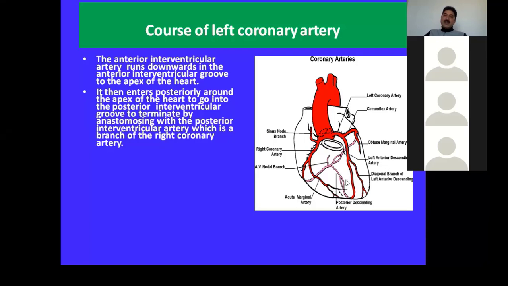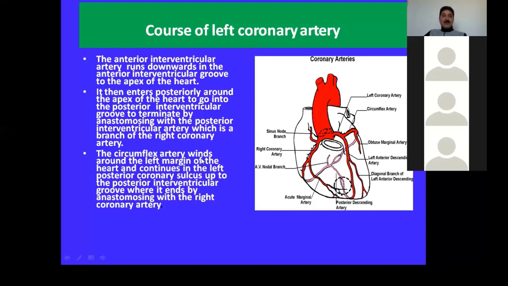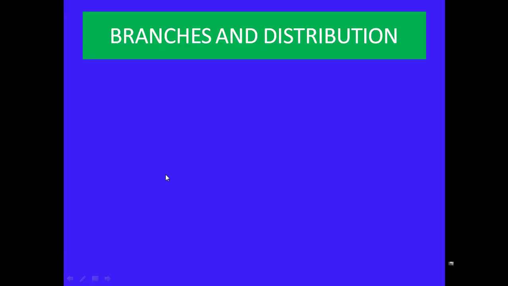In the posterior interventricular sulcus, I have encircled this area. The circumflex artery winds around the left margin of the heart and continues in the left posterior coronary sulcus up to the posterior interventricular groove, where it ends by anastomosing with the right coronary artery. So here we are talking about right dominance. If the left coronary is the dominant coronary artery, then it will give the posterior interventricular branch. In case of codominance, in the posterior interventricular sulcus there will be two small branches, one from the right coronary artery and another from the left coronary artery. Have you got it?